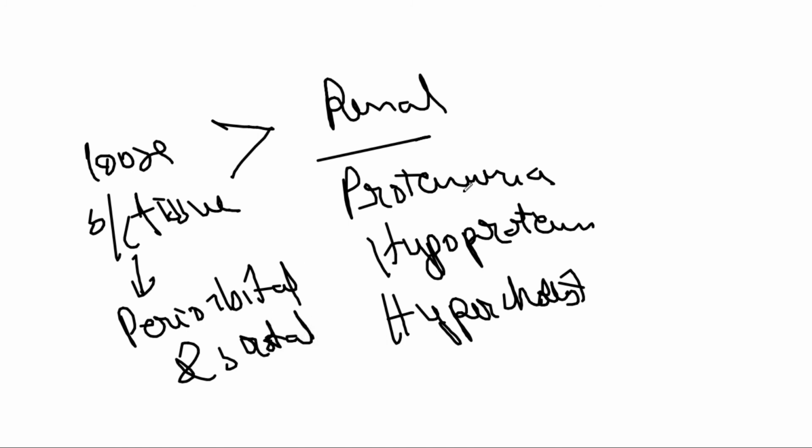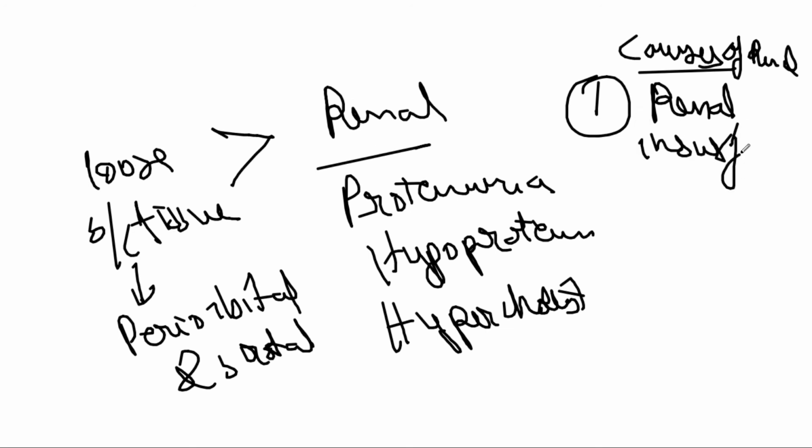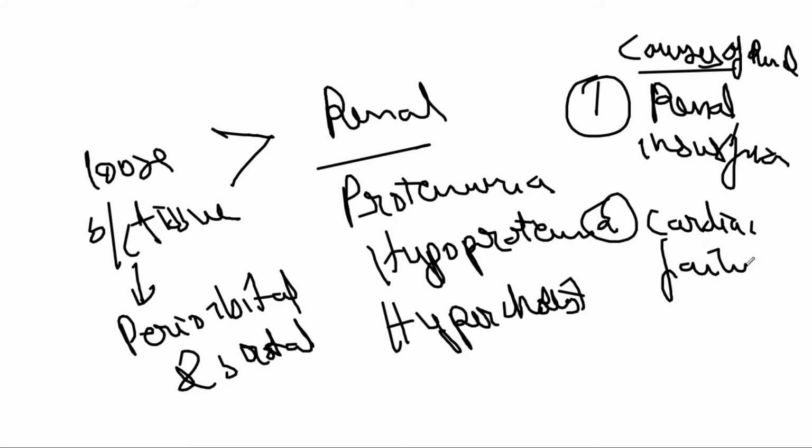The causes of renal edema, it can be renal insufficiency. Okay, causes of edema in renal. Okay, renal insufficiency or cardiac failure secondary to hypertension.